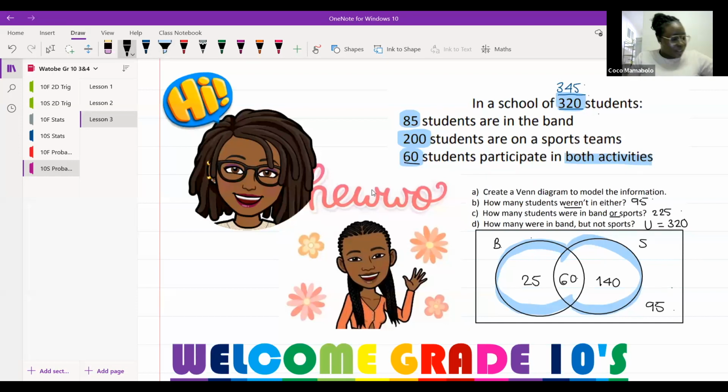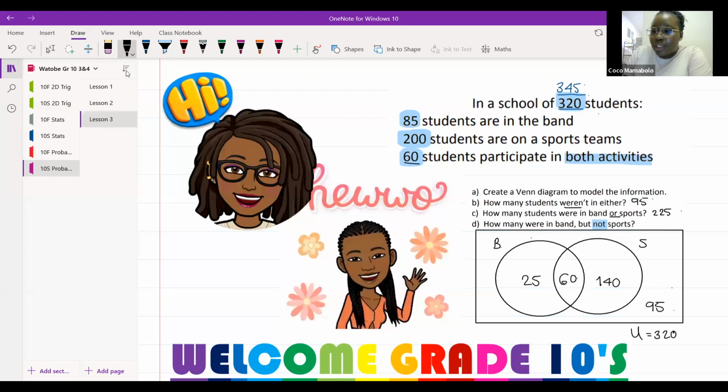225. Now, let's look at this next question here. It says, how many were in band but not sports? When we see that "not", what do we call not in probability terms? It starts with a C. We learned about it in the last lesson. The something. Yes, that's it, Asbonge. Beautiful. It's called the complement.